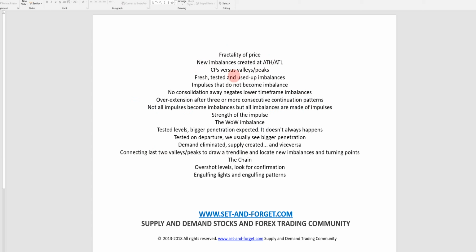So if they are not imbalances, they are not tradable. We need to wait for confirmation. No consolidation away negates lower time frame imbalances. Same thing, same concept. Overextension after several consecutive continuation patterns. Not all impulses become imbalances, but all imbalances are made of impulses. This is very important. The strength of the impulse, very important.